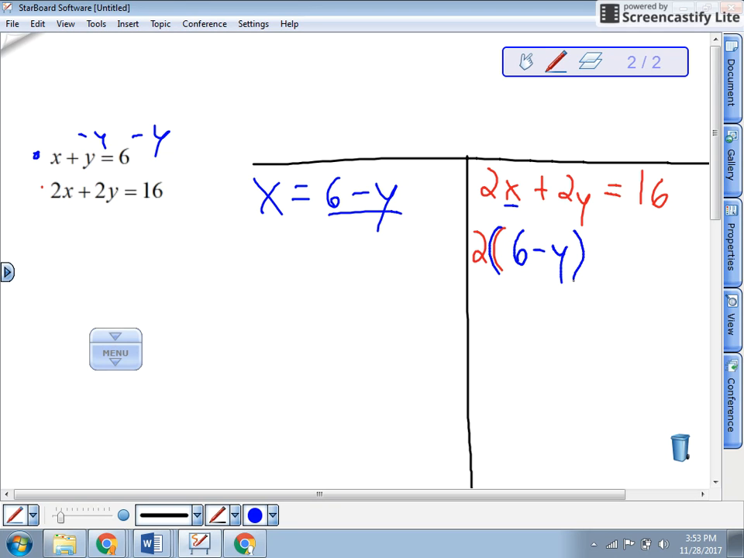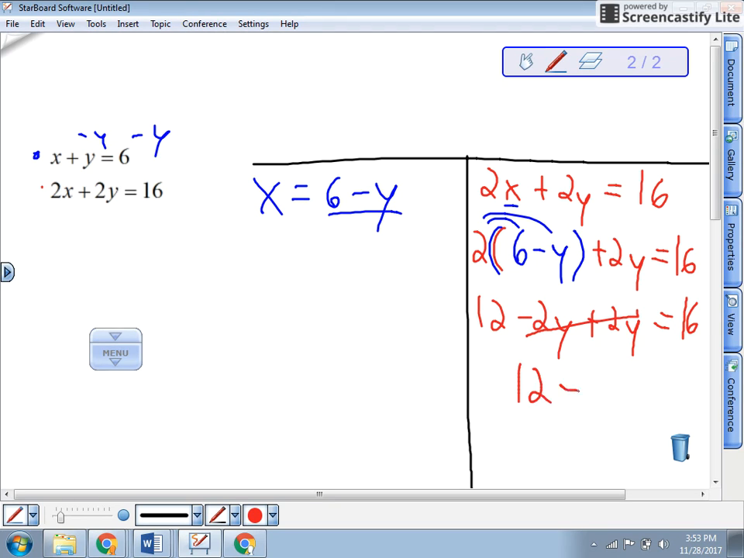And then we'll write the rest of the equation. Plus 2y equals 16. Make sure to distribute again. That's why we have those parentheses. So we're going to have 2 times 6 is 12 minus 2y. Then we have our plus 2y equals 16. Well, minus 2y plus 2y cancels, that's 0y. So we're left with 12 equals 16.